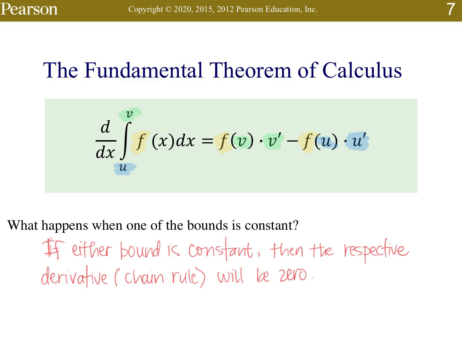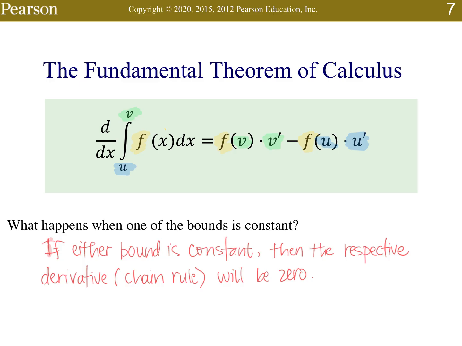But why is that true? What if both bounds were constant? What would that mean geometrically? Like if it was 2 to 5 instead of 2 to x. What does an integral mean geometrically? It means area. And it means the area going from 2 to 5, which is going to be a number because it has a beginning part and an ending part. So the derivative of the number is going to be 0 again.